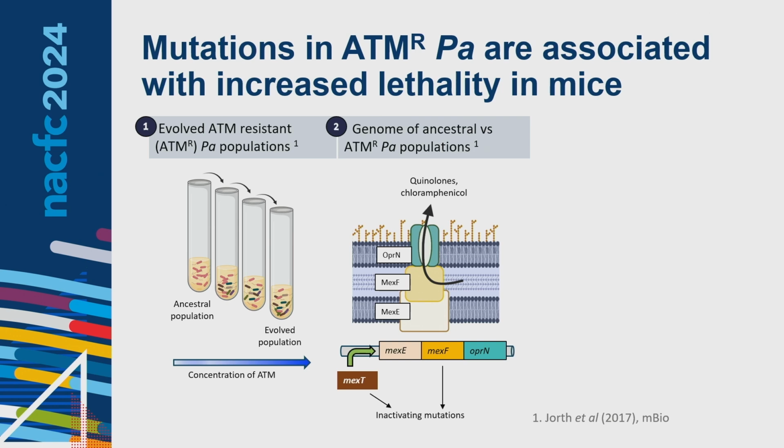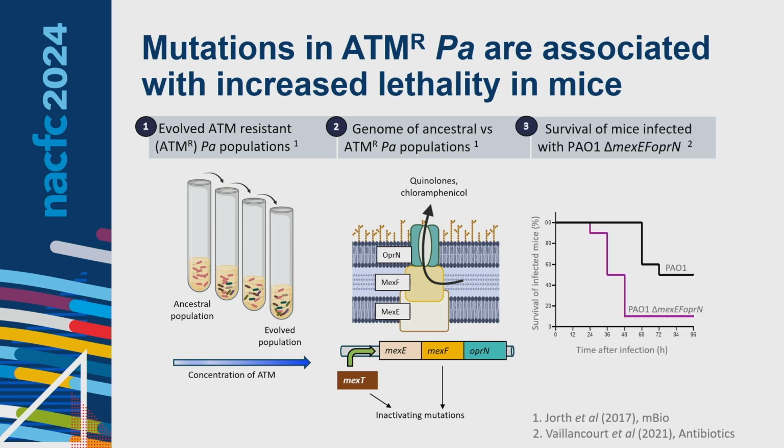Pradeep Singh's lab was curious about the clinically relevant mutations that evolved in aztreonam-resistant Pseudomonas populations. So he did a genome analysis of in vitro evolved aztreonam-resistant PA populations, and found several mutations in the genomes of these populations. Some of these were inactivating mutations in the MEX-EF-OPRN operon that encodes the MEX-EF-OPRN antibiotic efflux pump that effluxes quinolones and chloramphenicol. Later, my colleagues showed that the absence of this efflux pump was sufficient to increase lethality in infected mice.